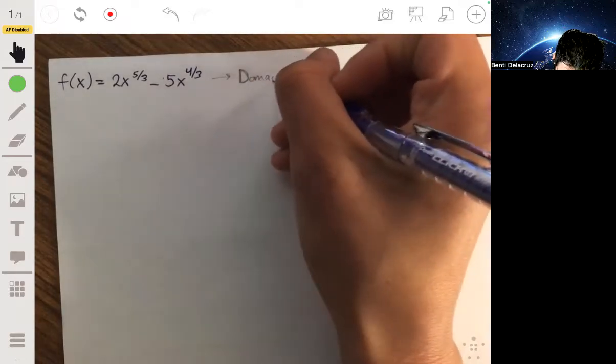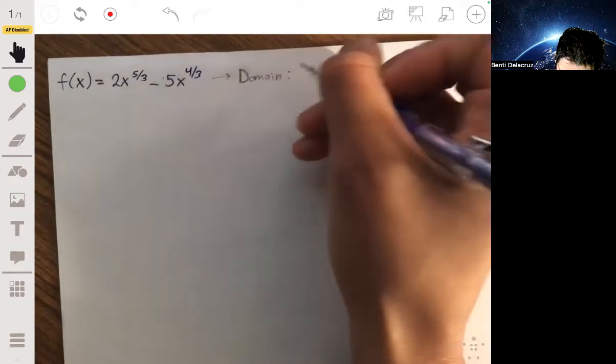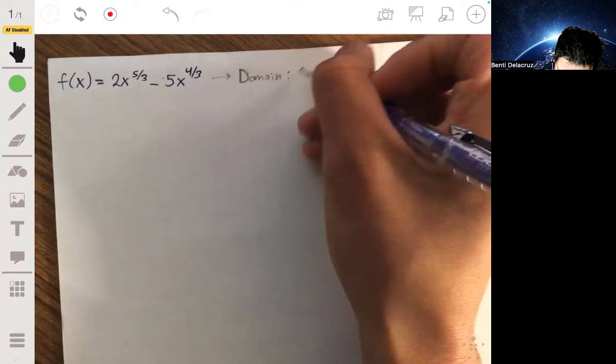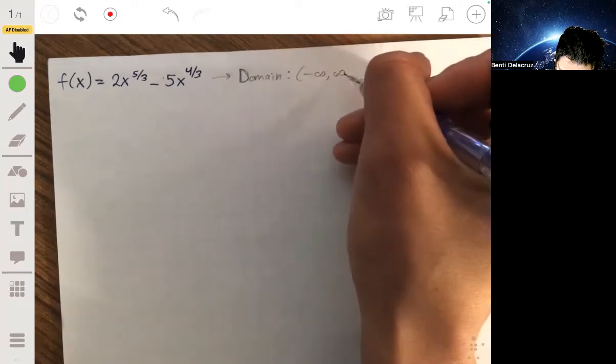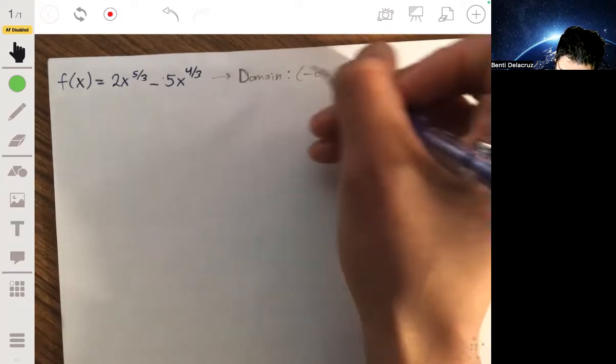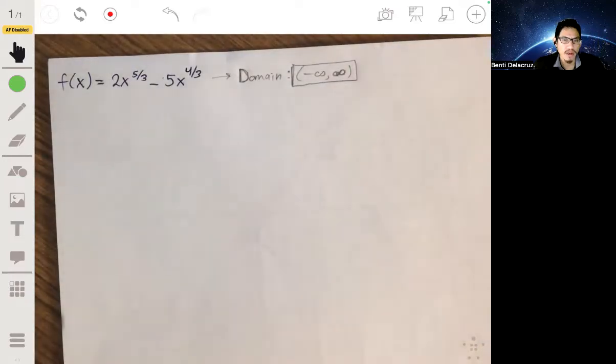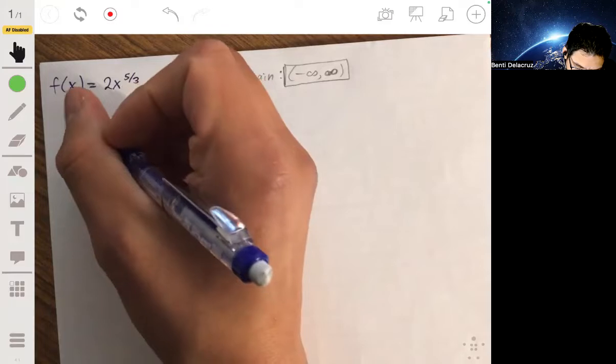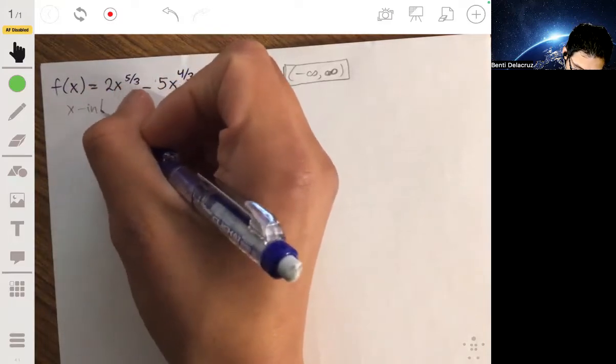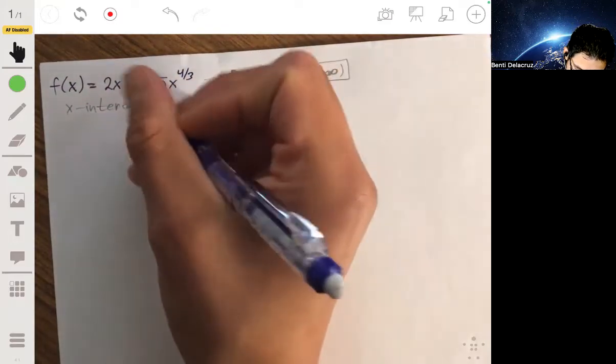The domain is defined everywhere, because you can plug in any number in here, which is great. We note that we don't have to worry about any points of discontinuity. The domain is all real numbers, negative infinity to infinity. While we're at it, let's find the intercepts. X-intercepts.